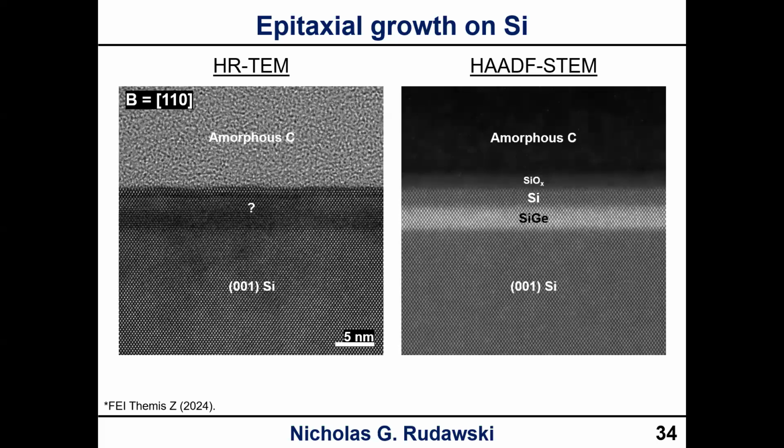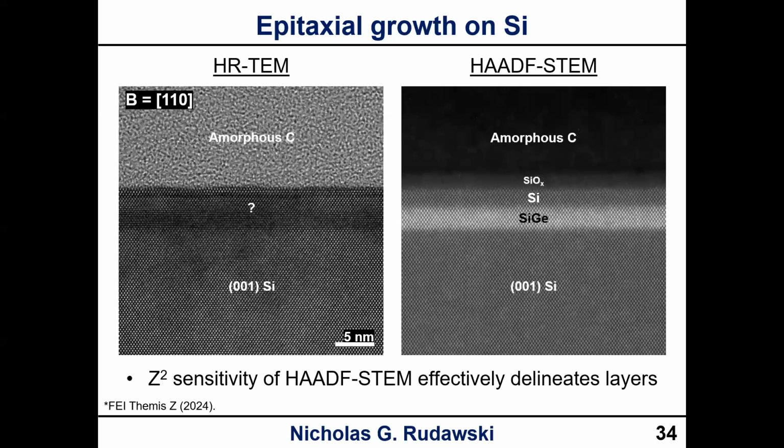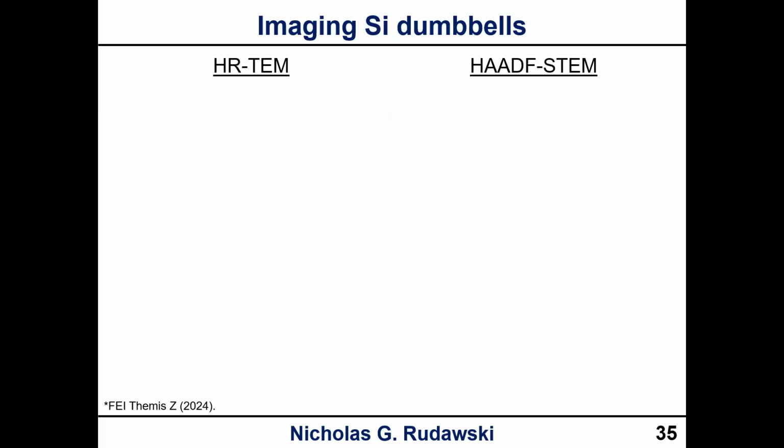But if we do HAADF, we can see very clearly that we have a bright layer, then another silicon layer, then an oxide, and then the amorphous carbon. Particularly the oxide was not really detectable with the high res. We couldn't tell where it started or ended, and we can make out the SiGe compared to the silicon on top of it more readily. So the Z-squared sensitivity allows us to delineate the layers more effectively than in high res.